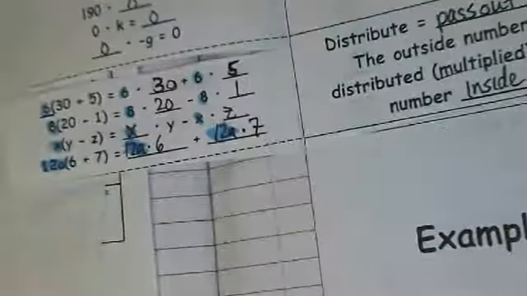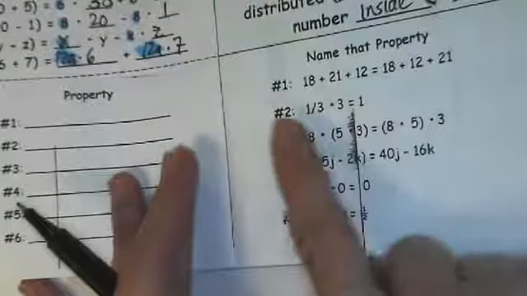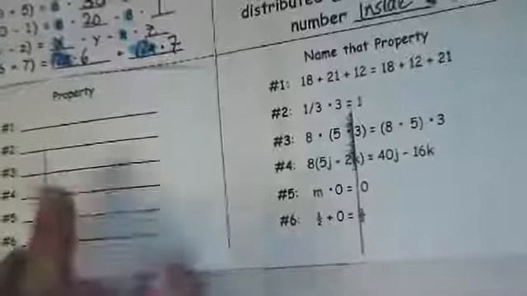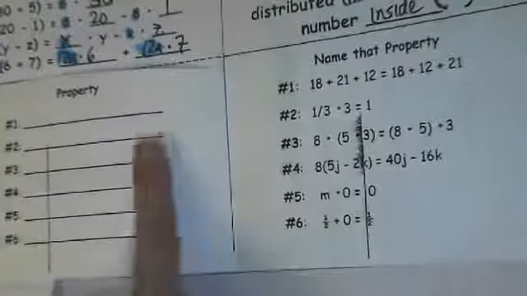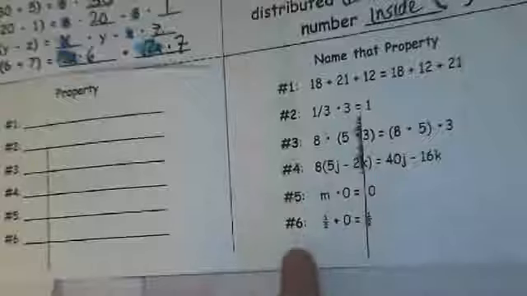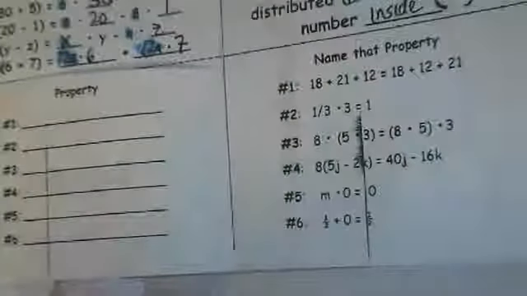Now, this is what I want you to do for the examples. I want you to try the examples on your own. I want to see if you can identify what property it is. Look at these and name that property. Go back and see if you can identify. Use your foldable to see if you know what property it is. Then we are going to check to see how you did in class. So go ahead and identify the 6 problems here as your properties. Use your foldable to do that.